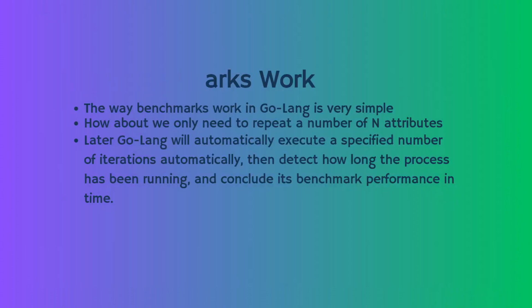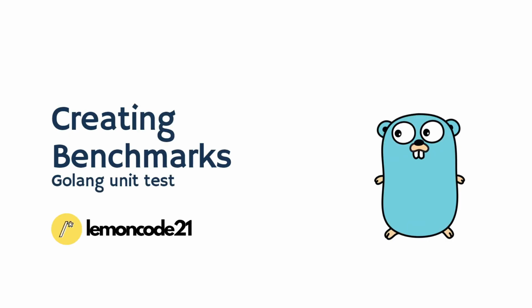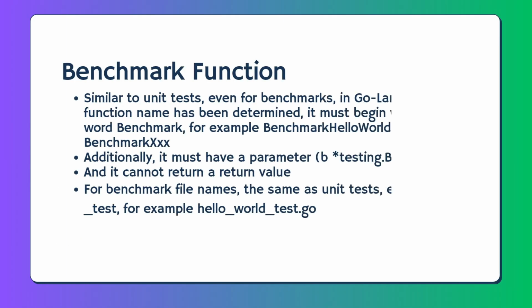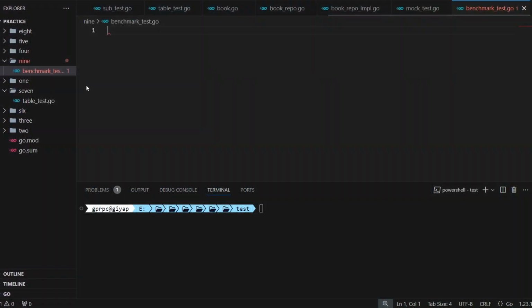Create benchmark. Similar to unit tests, even for benchmarks, in Golang the function name has been determined. It must begin with the word Benchmark, for example BenchmarkHelloWorld. Additionally, it must have a parameter b *testing.B, and it cannot return a value. Benchmark file names, the same as unit tests, end with _test, for example hello_world_test.go.